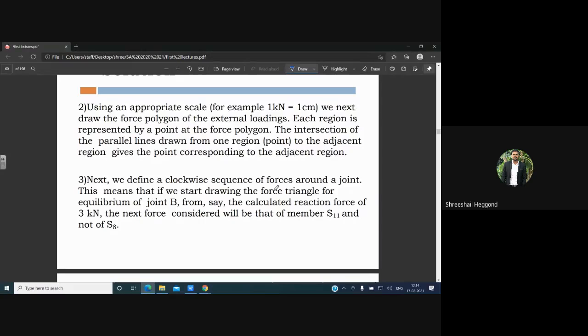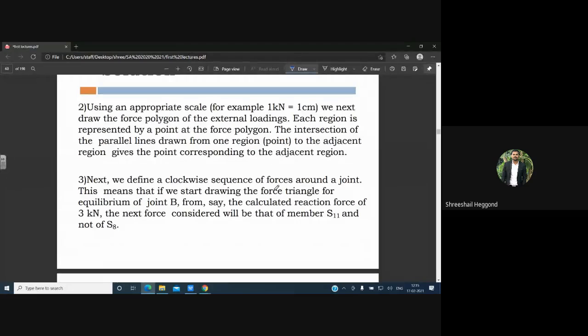We next draw the force polygon of external load. Each region is represented by a point on the force polygon. The intersection of the parallel lines drawn from one region, that is a point, to the adjacent region, another point, gives a point corresponding to the adjacent regions.